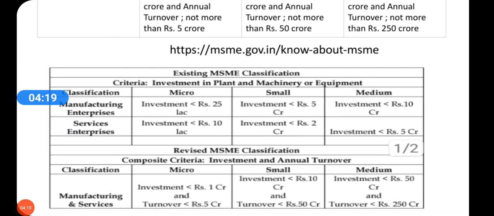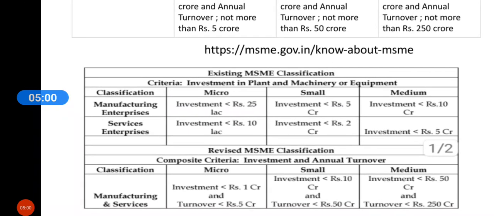Now, here is the revised one. The same thing in a very clarified manner. Investment less than 1 crore and turnover less than 5 crore, then it comes into micro enterprise. If investment is less than 10 crore and turnover is also less than 50 crore, then it comes into small enterprise. In case of medium, if investment is less than 50 crore and turnover is less than 250 crore, then it comes under the category of medium enterprise. So, the definition of small scale, medium, micro enterprise is based on their investment pattern. Clear, students?